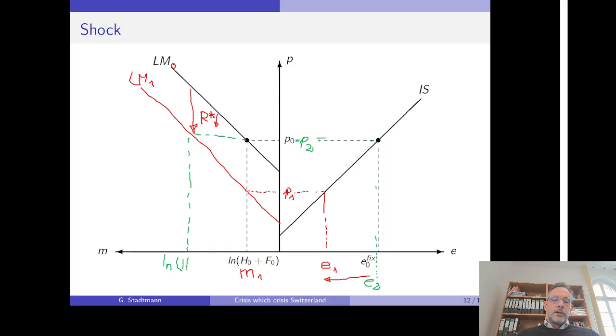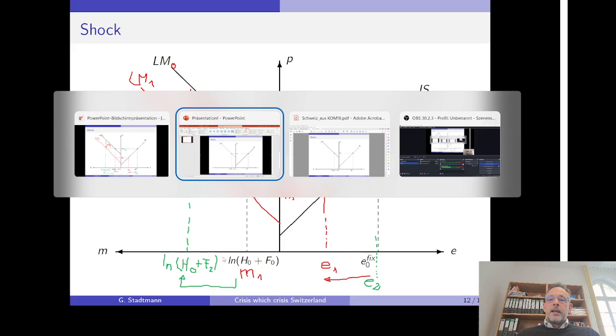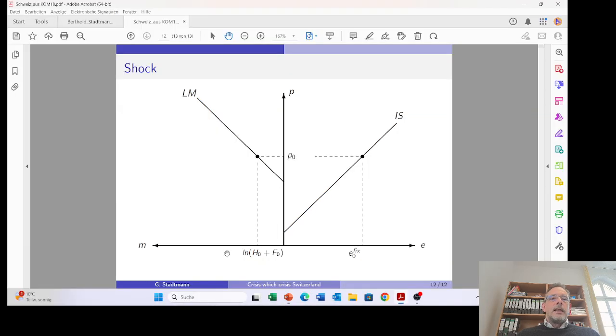So the home component will stay the same, but the foreign component of money supply will increase. The Swiss Central Bank has to intervene and has to buy foreign assets. So here, money supply will increase from this initial level to a new level. So the central bank intervenes in the foreign exchange market. Yeah, let's have a look.